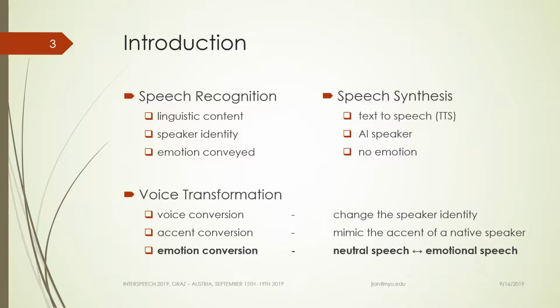The third one is voice transformation. That is to change the speech signal for different purposes. For example, voice conversion is to change the speaker's identity from one person to another. Accent conversion may mimic the accent of a native speaker. Our task is the third one, emotion conversion. That is to change the emotion part in human speech, for example, from neutral speech to emotional speech, or vice versa.